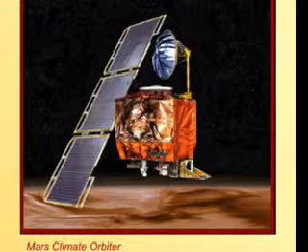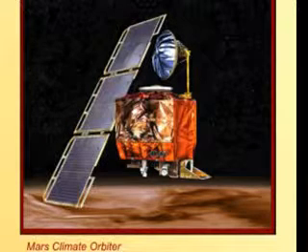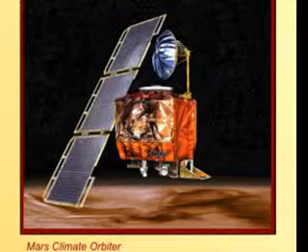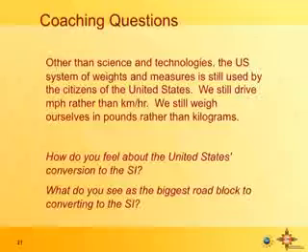And if you write down 1.7 microns, you're good. If you write down 1.7 times 10 to the minus 6 meters, you're good. So please include units whenever you write something. So other than science and technology, the U.S. system of weights and measures is still used by citizens of the United States.